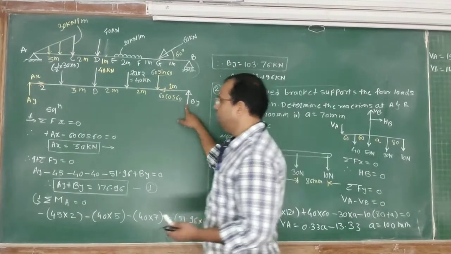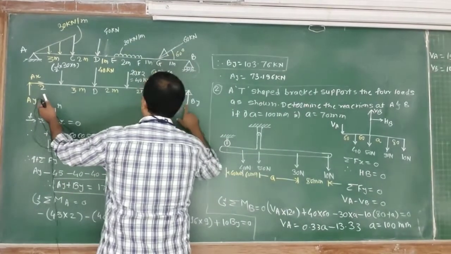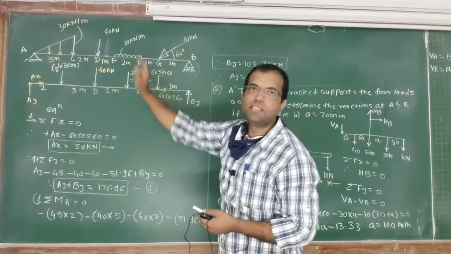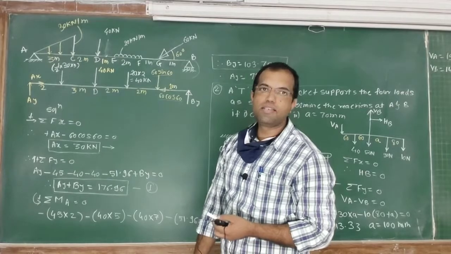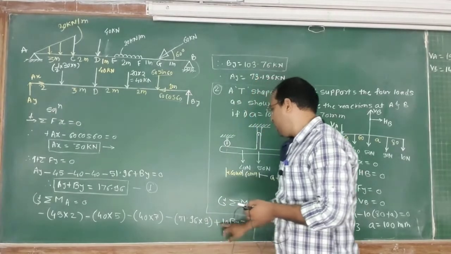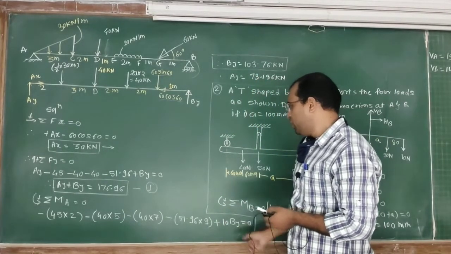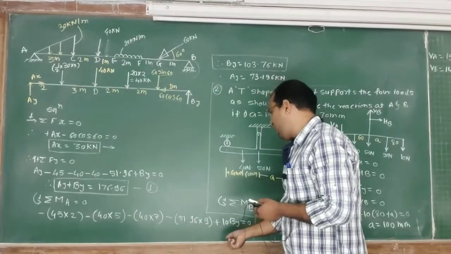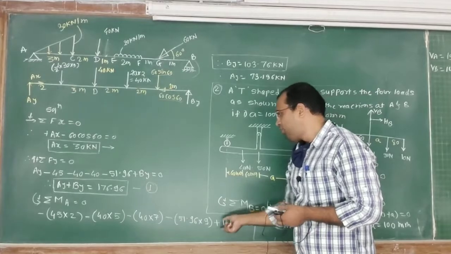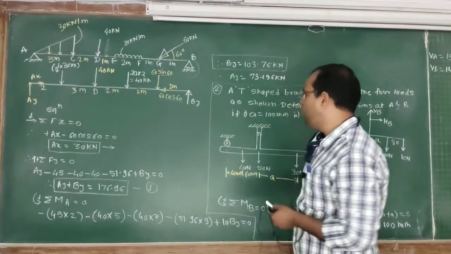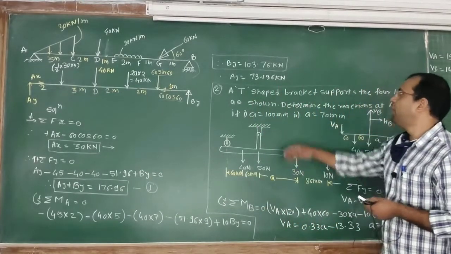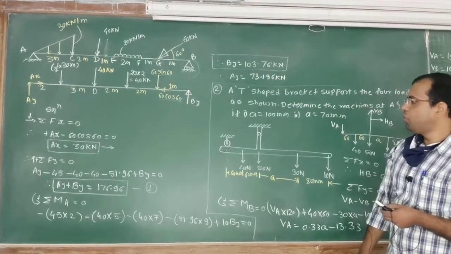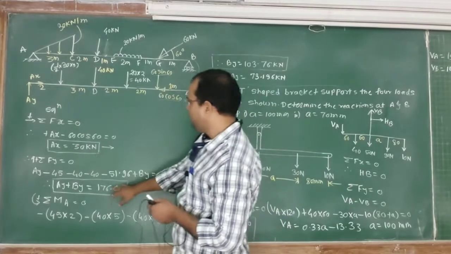This By, if we take the moment about point A, will create moment in the anti-clockwise sense, therefore it is positive. So 10 By. If you observe this equation, the only unknown quantity is By. After solving this equation, you will get the value of By. That value of By is 103.76. Once By is known to us, substitute this By in equation number 1.